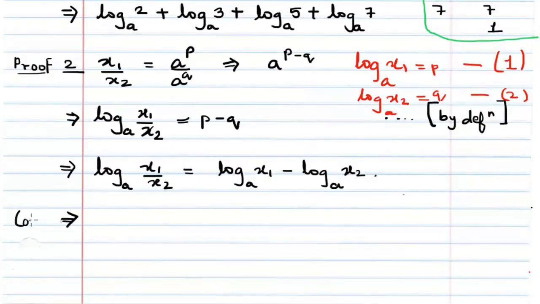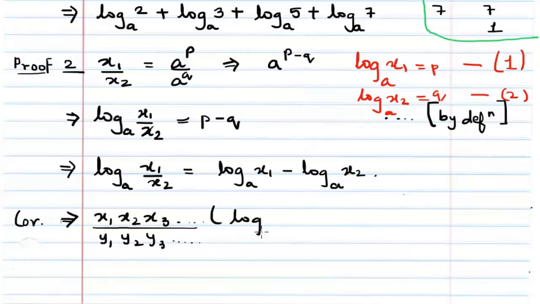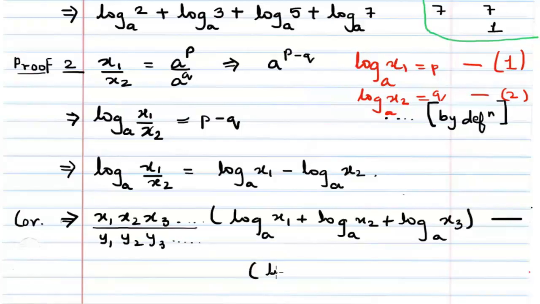This is a corollary part. Log of x1, x2, x3 and so on upon y1, y2, y3 and so on is nothing but log of x1 to the base a plus log of x2 to the base a plus log of x3 to the base a minus log of y1 to the base a plus log of y2 to the base a plus log of y3 to the base a.